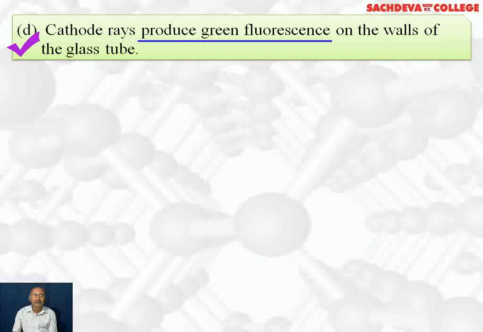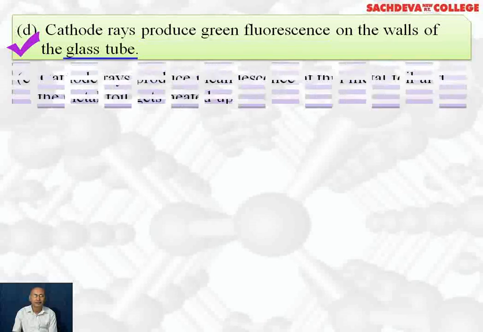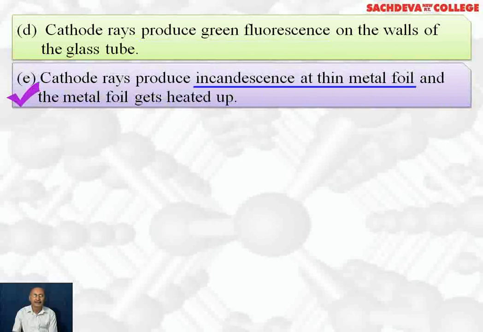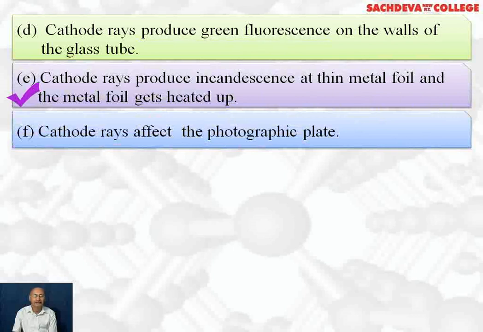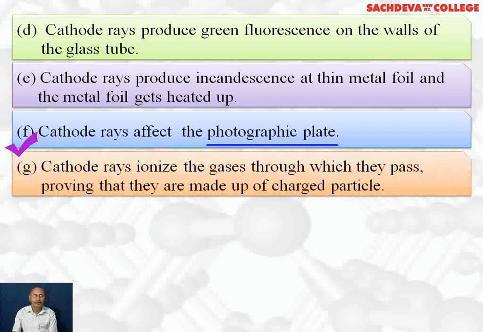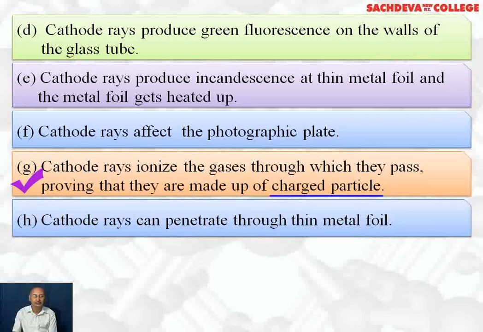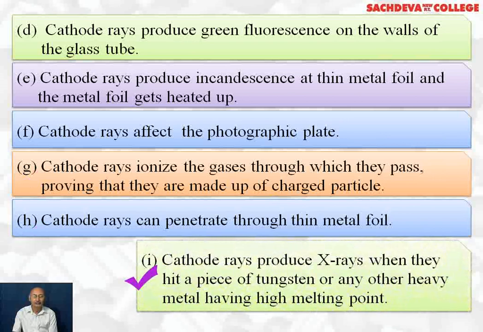Cathode rays produce green fluorescence on the walls of the glass tube. Cathode rays produce incandescence at thin metal foil and the metal foil gets heated up. That is, they cause a heating effect. Cathode rays also affect photographic plate. Cathode rays ionize the gases through which they pass, proving that they are made up of charged particles. Cathode rays can penetrate through thin metal foil. Cathode rays produce X-rays when they hit a piece of tungsten or any other heavy metal having a high melting point.